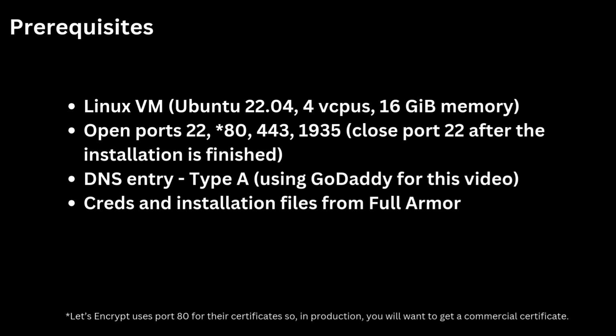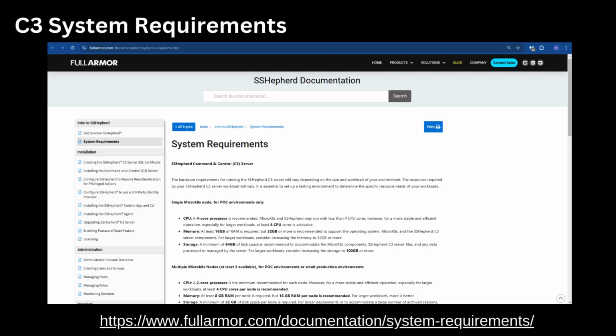The prerequisites for this installation are as follows: a Linux VM with ports 22, 80, 443, and 1935 open, a DNS entry for our webpage, and finally, the creds and installation files that you will obtain from Full Armor. You can find more detailed system requirements here on our website.